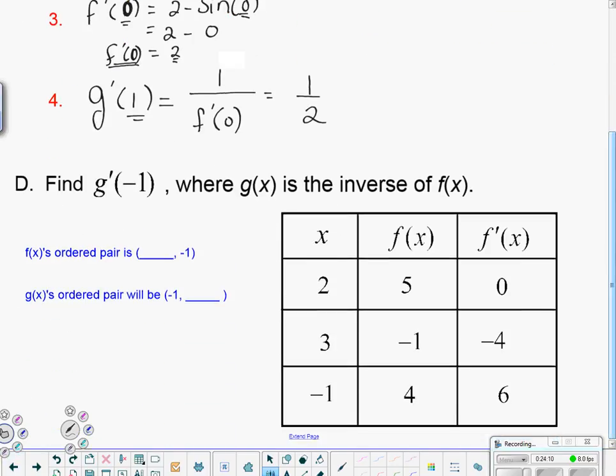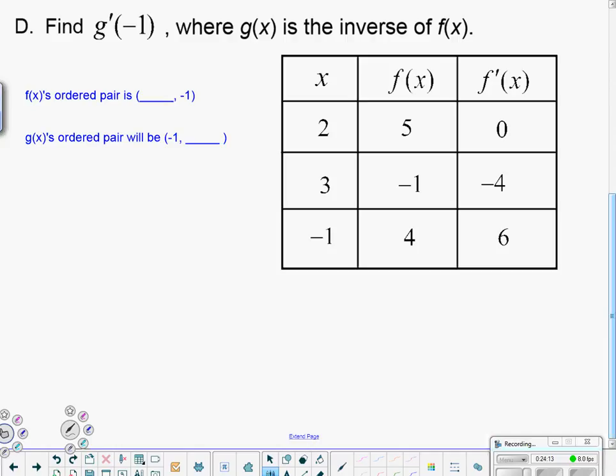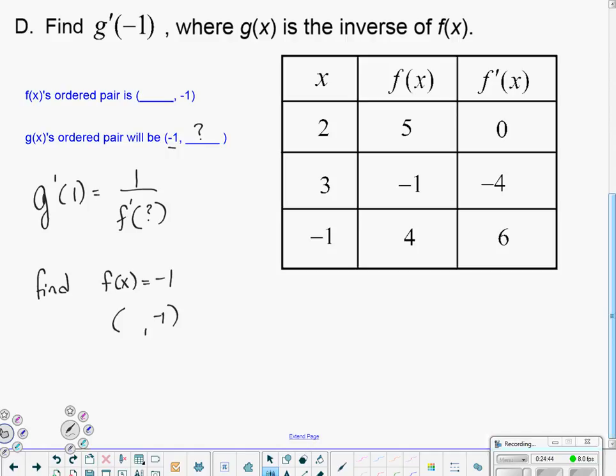One more problem. D, find g prime of -1, where g of x is the inverse of f of x. So I want to find g prime of -1. That's going to be 1 over f prime of something. Okay, so for g, it's -1 for something. Ooh, I don't know it. So I can find this. I can find f of x equals -1. What input gives me an output of -1, right?